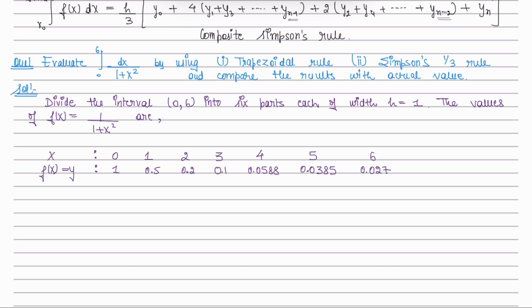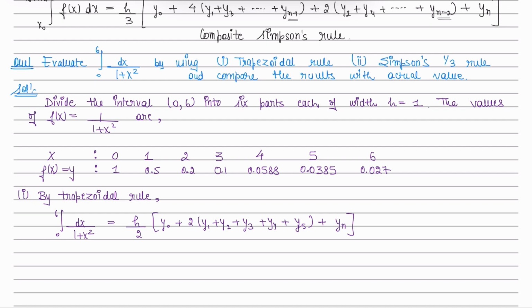Now firstly, we need to solve this question with the help of trapezoidal rule. Integration from 0 to 6 of 1 by 1 plus x square is equals to, the general form of trapezoidal rule says h by 2 into y naught plus 2 times rest of the terms till n minus 1, and in the last yn.